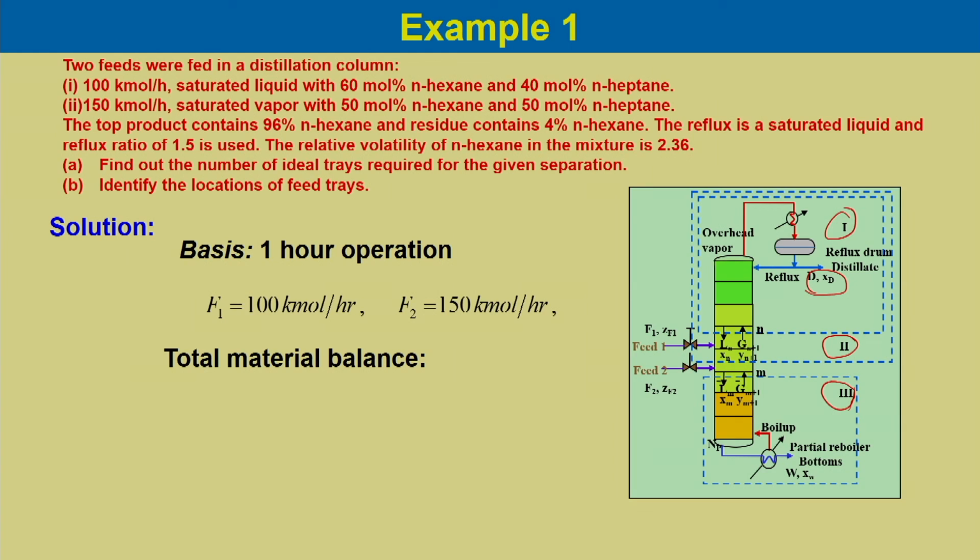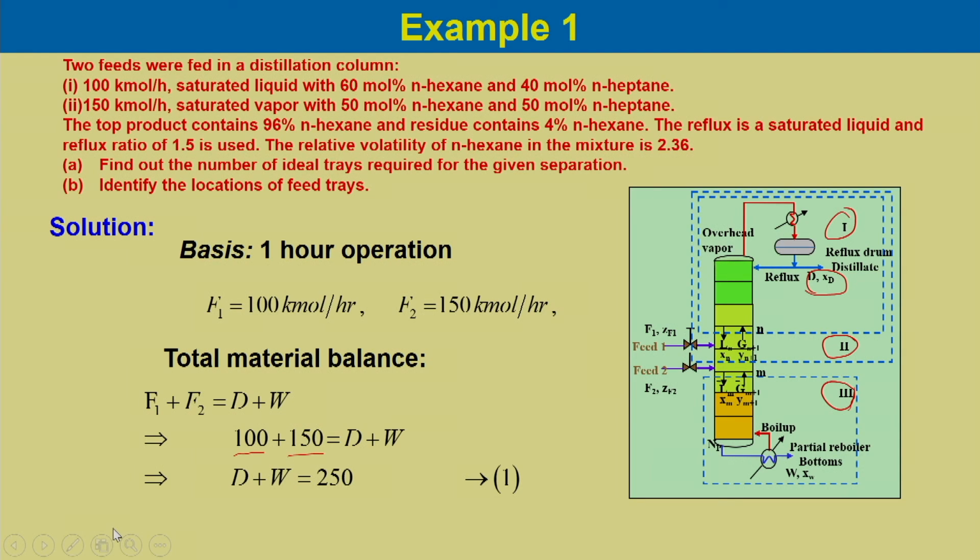So, if we do the total material balance, feed 1 plus feed 2 would be equal to D plus W. So, F1 and F2 are 100 and 150 kilomole per hour, so D plus W would be 250.